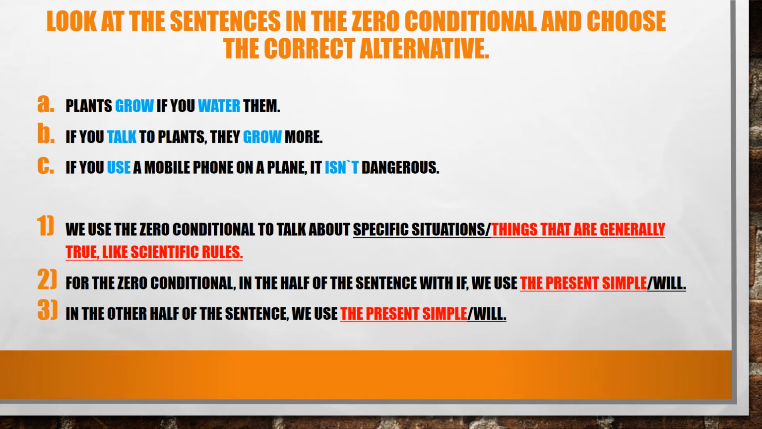Let's check your answers. Number 1. We use the zero conditional to talk about things that are generally true, like scientific rules. Number 2. For the zero conditional, in the half of the sentence with if, we use the present simple. Number 3. In the other half of the sentence, we use the present simple.